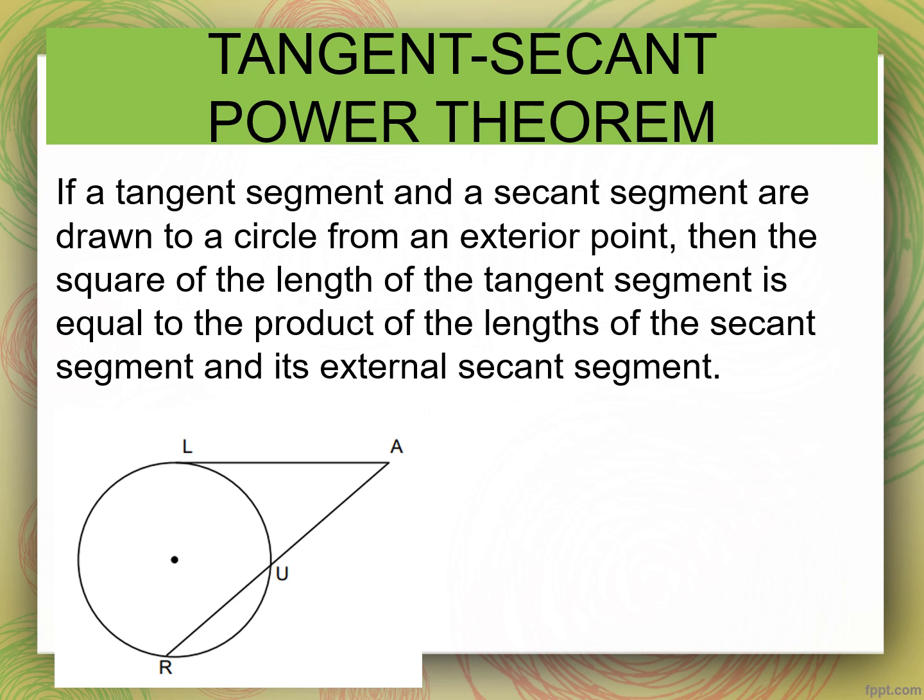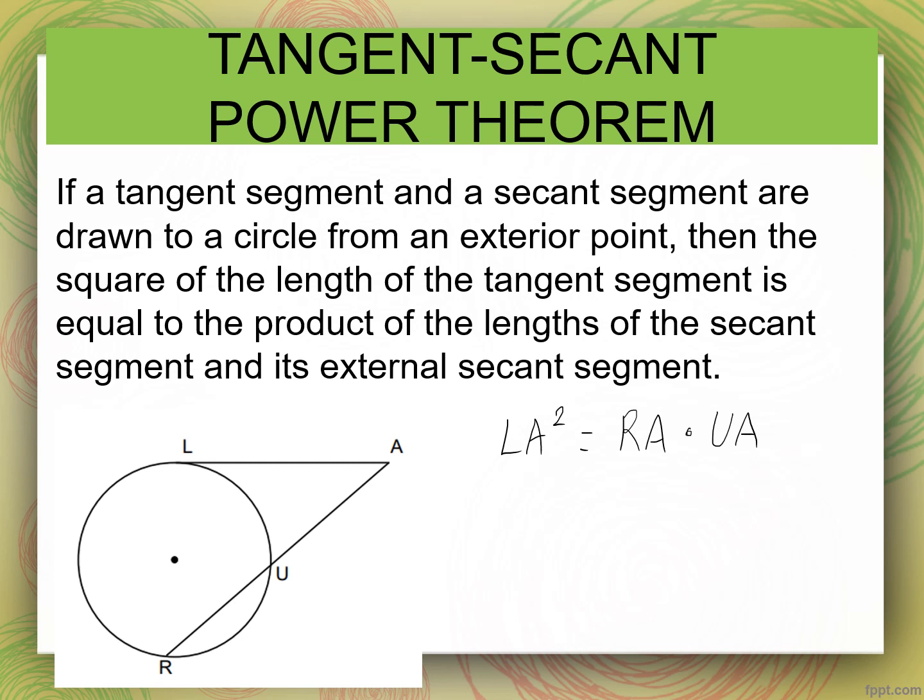We have here a tangent segment LA and a secant segment RA. So based on the theorem, if we square the length of the tangent segment, so here that is LA, LA squared would be equal to the product of the lengths of the secant segment. So the length of the whole secant segment here is RA. So the product of that and the external secant segment, which is UA.